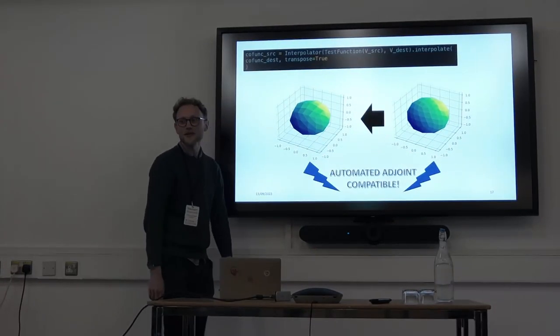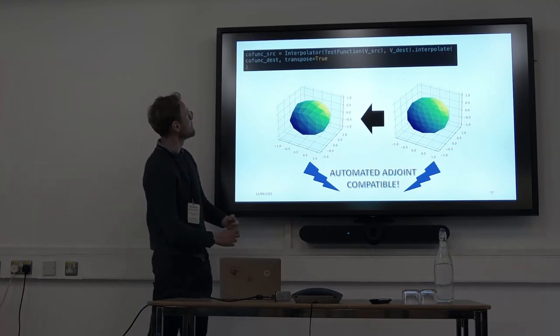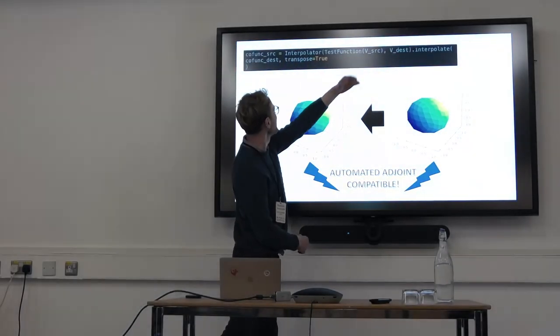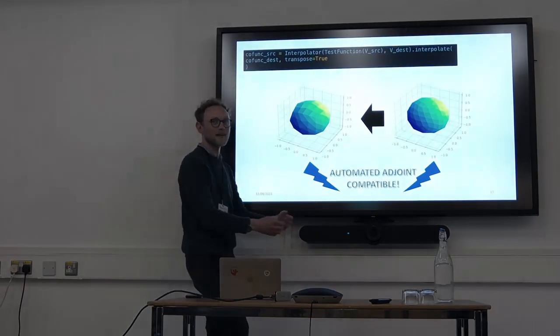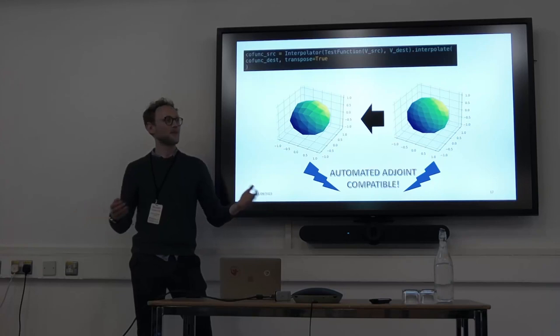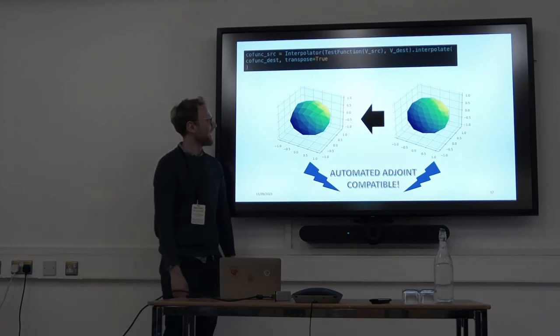Now you can do everything that you can normally do with interpolation. You can make interpolators, and you can do the adjoint or transpose interpolator, which means that this whole thing works with the adjoint. You can use this with pyadjoint, and you can have automated adjoint equations generated for you. I don't know what you guys are going to want to do with that, but it's going to be fun finding out.